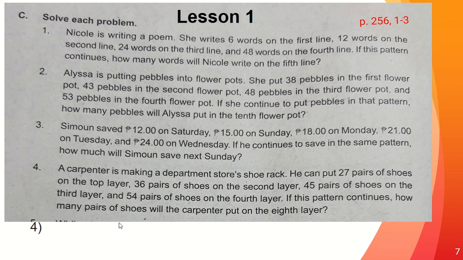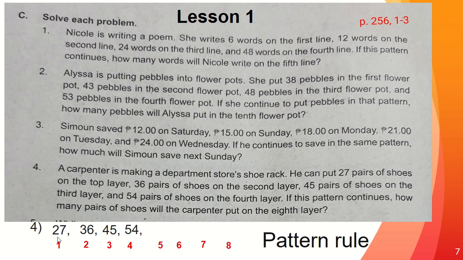So we have 27. So we will just list down the numbers. 27, 36, 45, 54. So this is the first layer, the top layer, the second layer, the third layer, the fourth. The fifth is missing, 6, 7, and 8. Kasi yung 8th layer ang kailangan natin. Okay. So, you have to find the pattern rule. Ano ba yung pattern rule niya?